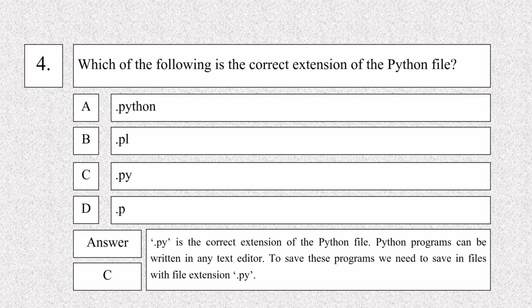.py is the correct extension of the Python file. A Python program can be written in any text editor. To save these programs, we need to save them in files with the file extension .py.